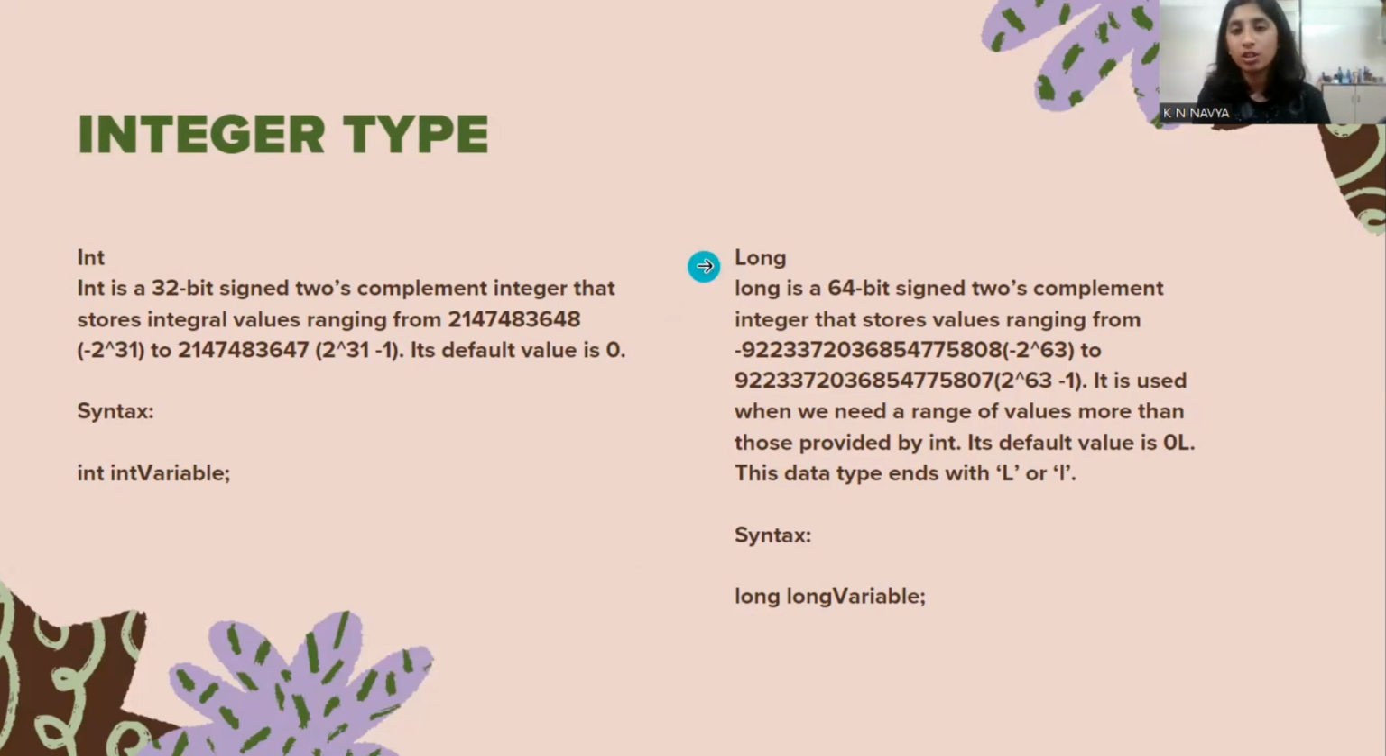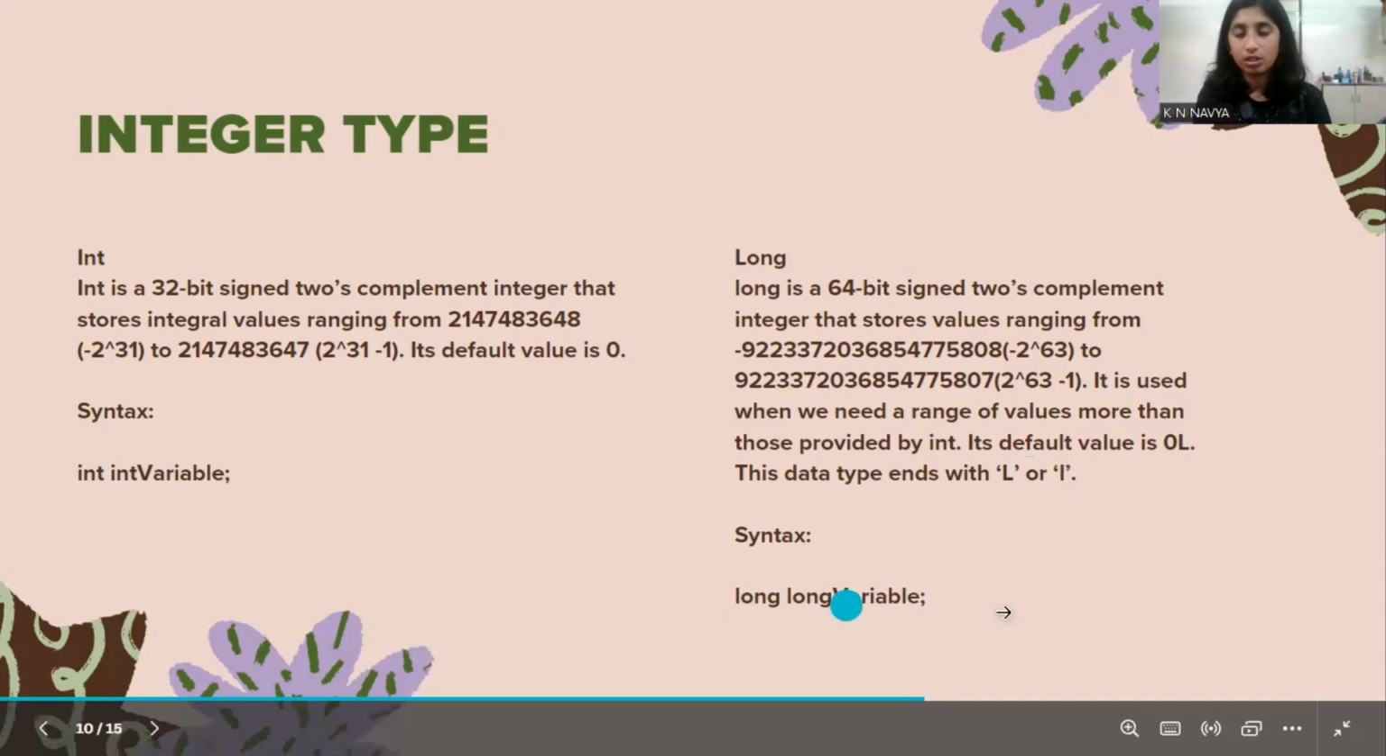Now moving on to the long, which is the longest integer data type. Long is a 64-bit signed two's complement data type, which is the largest, and it stores values ranging from minus 2 to the power 63 to 2 to the power 63. It is used when we need a range of values more than those provided by the int data type. Its default value is 0L. This data type ends with L or l. And here is the syntax. We use the long data type name.